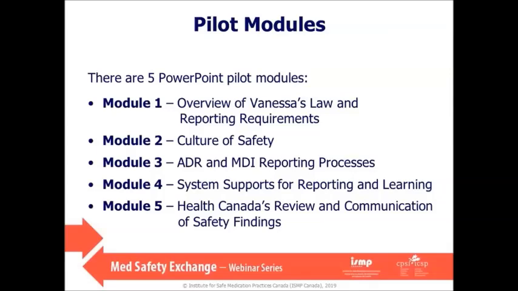So the fourth module talks a little bit about the barriers to reporting that we found through our research and also describes various system supports that can facilitate reporting. And again, in this module, we give some examples across the country of work that's been done where hospitals in Canada are already planning the implementation of the requirements of Vanessa's Law. And the fifth module is devoted to the work of Health Canada to share the work that Health Canada does to raise awareness about their review processes, their assessment processes, and their various mechanisms for communicating safety findings.